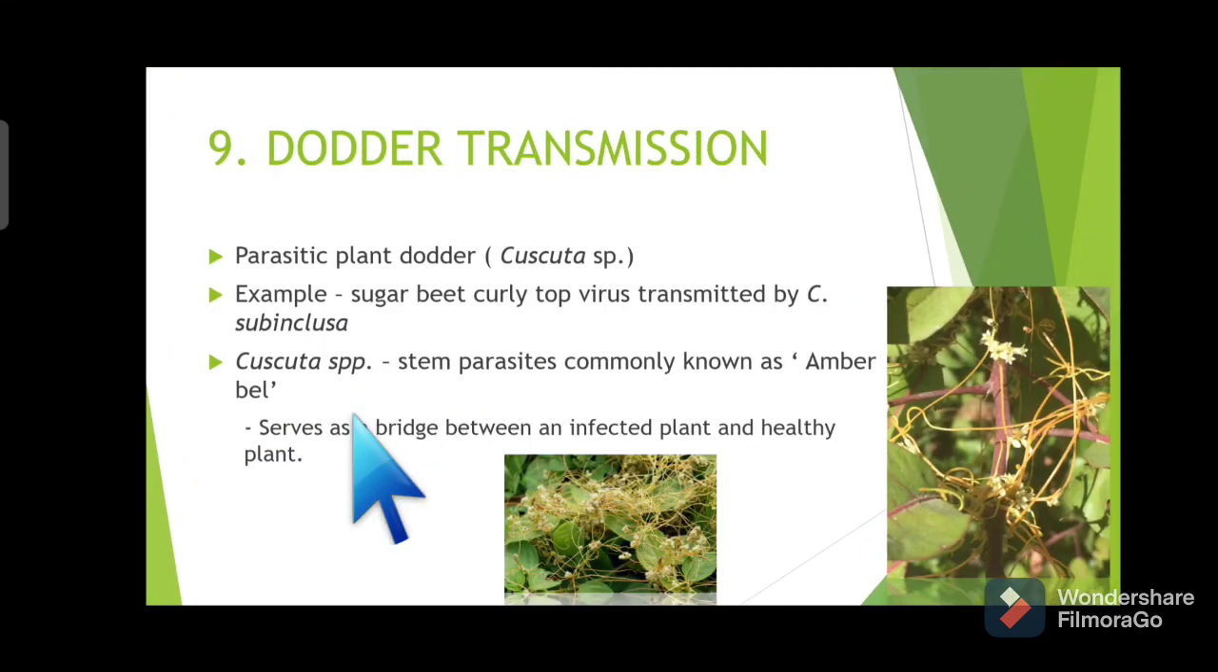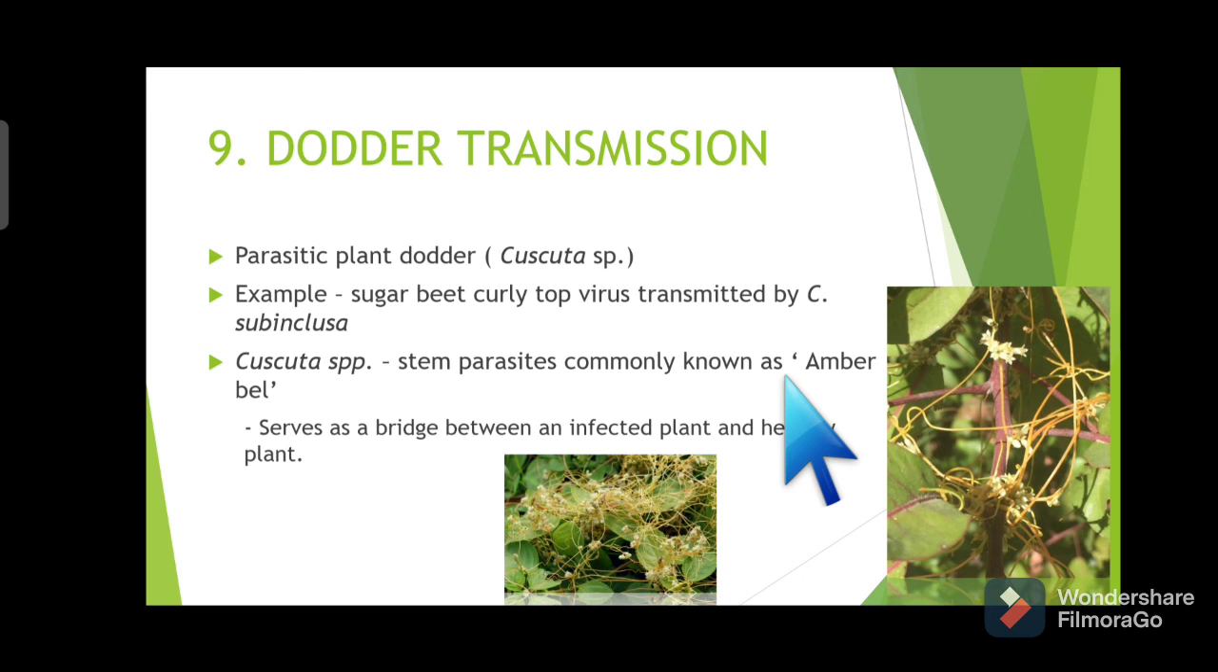Now the next type of transmission is dodder transmission. Several dodder plants, which are parasitic plants such as Cuscuta species, transmit several plant viruses. These Cuscuta species can transmit viruses from plant to plant. For example, a disease transmitted by these plants is sugar beet curly top disease, which is caused by a virus.